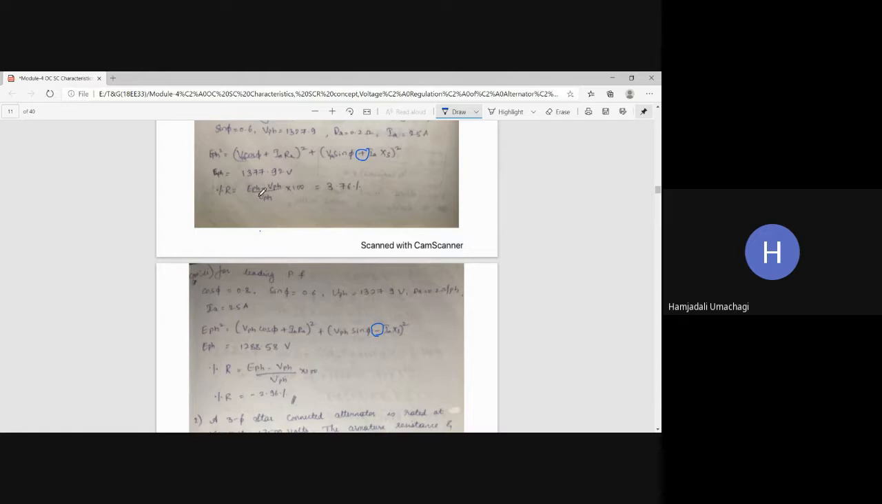So what is the conclusion here? For lagging power factor, or for inductive load, regulation is positive. Whereas for leading power factor, regulation is negative. Always regulation should be minimum. So minimum regulation you are getting for which type of load here? Leading. Right. Leading means capacitive load.